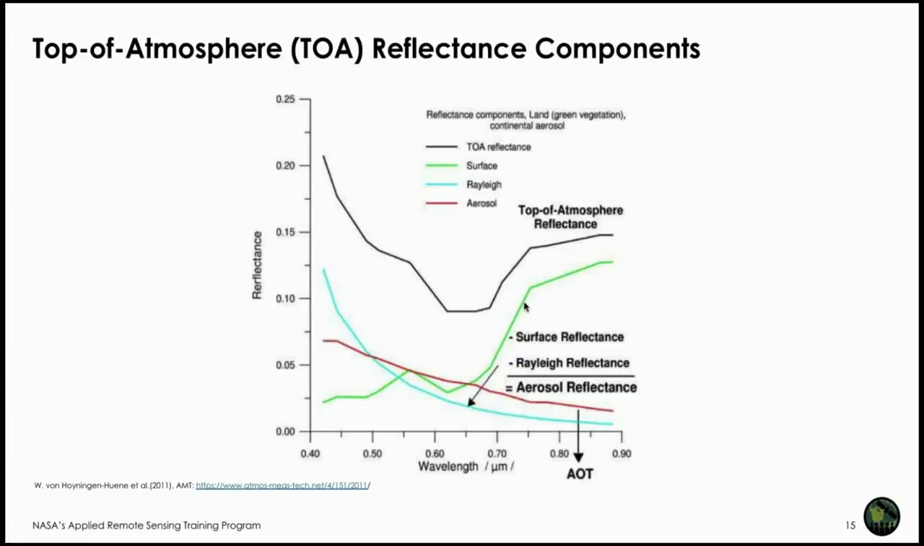So if we want to get a more accurate aerosol signal, we should know the surface reflectance signal very well. If we know this surface signal and Rayleigh signal from the top of atmosphere, then we can calculate the aerosol signal only, like the red line, as TOA reflectance minus surface reflectance minus Rayleigh scattering reflectance equals aerosol reflectance. So the aerosol retrieval algorithm has this concept.